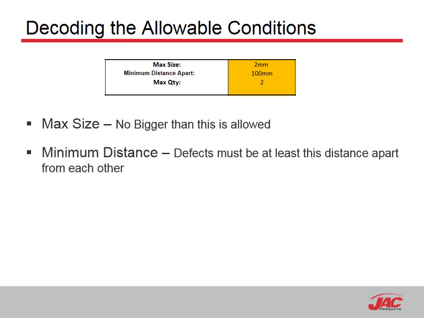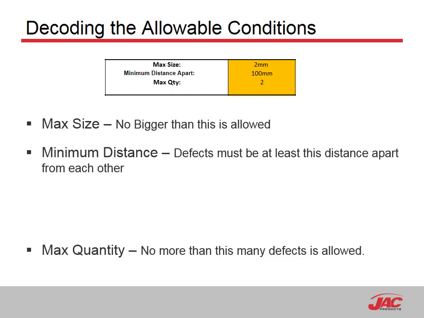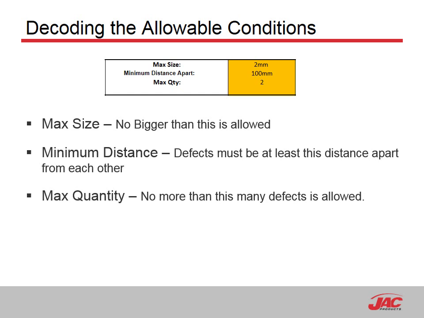Next is minimum distance. If there is more than one defect of this type in the zone, you must measure the distance between them. In this example, the defects must be at least 100 millimeters apart from each other. If they are closer than that, it is a reject. Finally is max quantity. This tells you how many defects of this type are allowed in the zone. This example shows that there are only 2 defects allowed. If there are more than 2, reject the part.